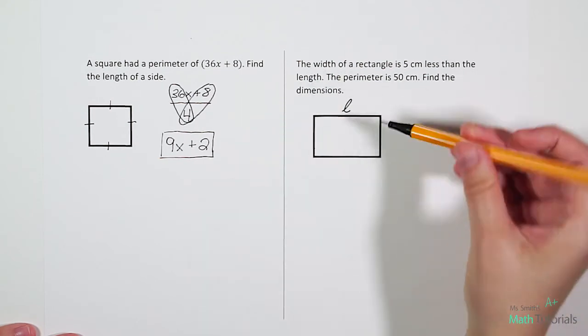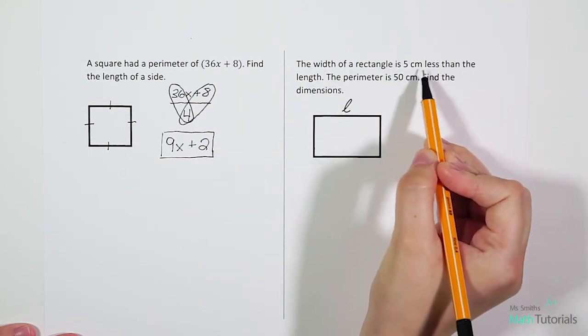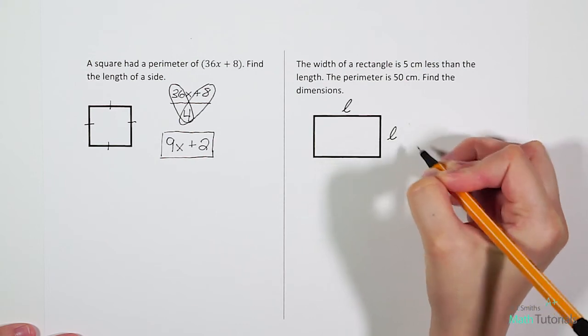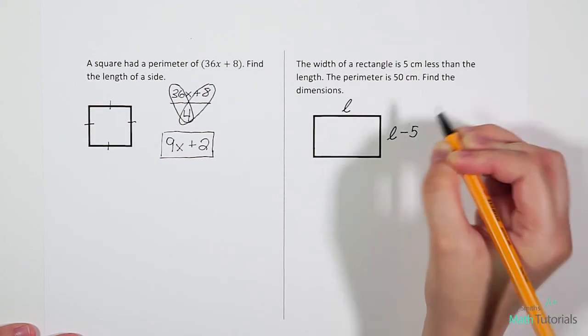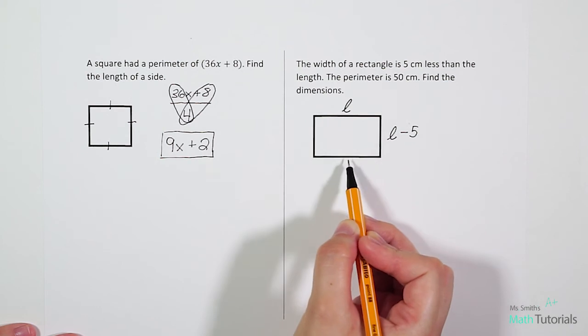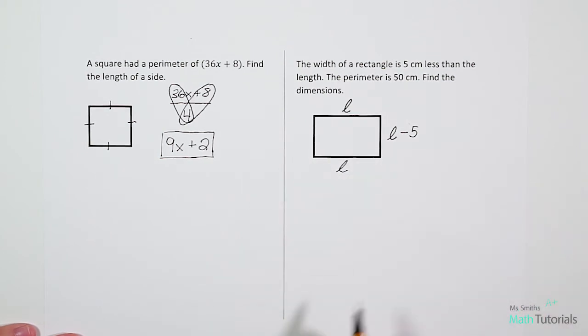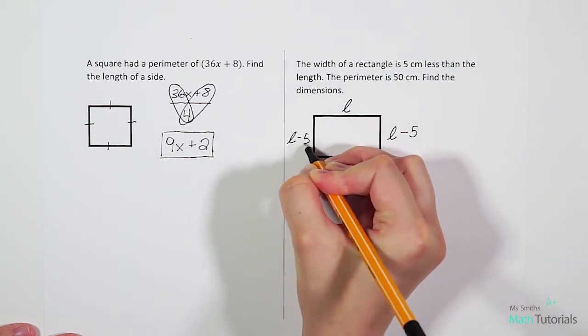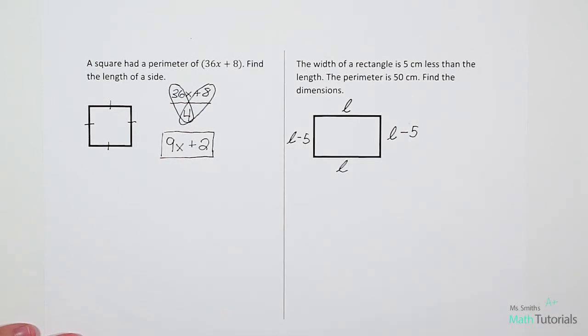Now we can label the width. So it says the width right here is 5 centimeters less than, there's that switch word again, the length. We're going to take the length and we're going to say 5 less than the length. So the length minus 5. So if this side is just L, well then this side is also L. And if this side is L minus 5, then this side is also L minus 5. What's important to note is dimensions means the length and the width. So they're actually wanting two answers for this problem. They want us to solve and figure out what is the actual length and what is the actual width.